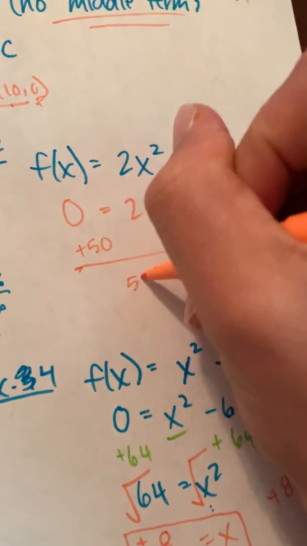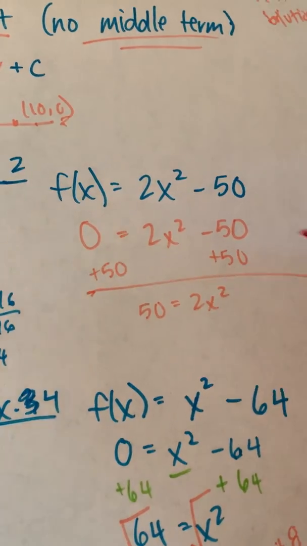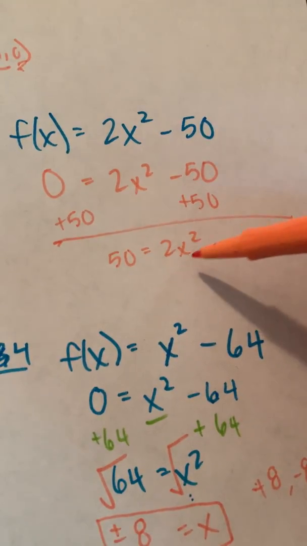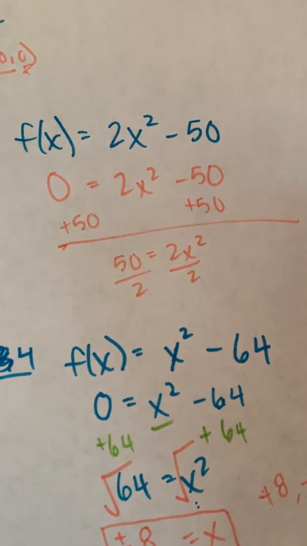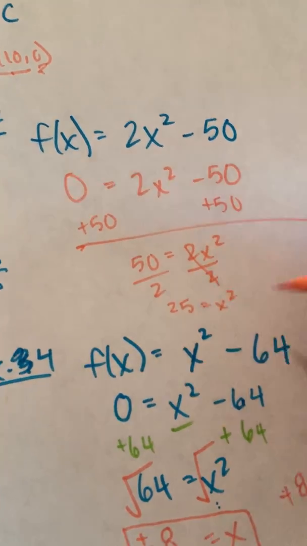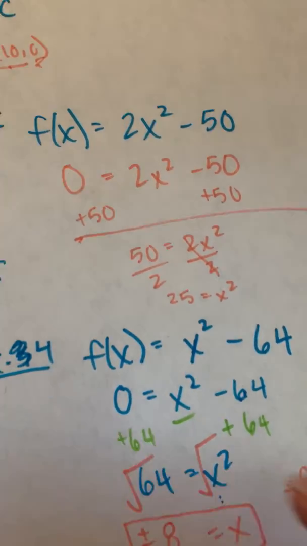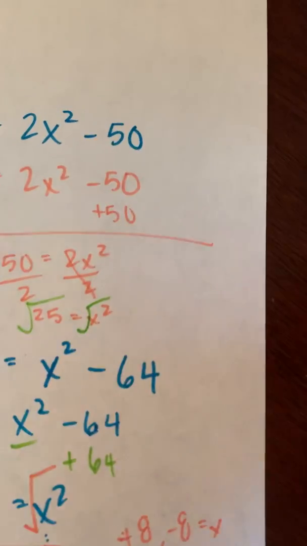Now I have 50 equals 2x squared, right? Because these cancel each other out. Still got to get the x squared alone, so we need to divide by 2. Those will cancel. 25 equals x squared. We got the x squared alone. Now we can use the square root method.